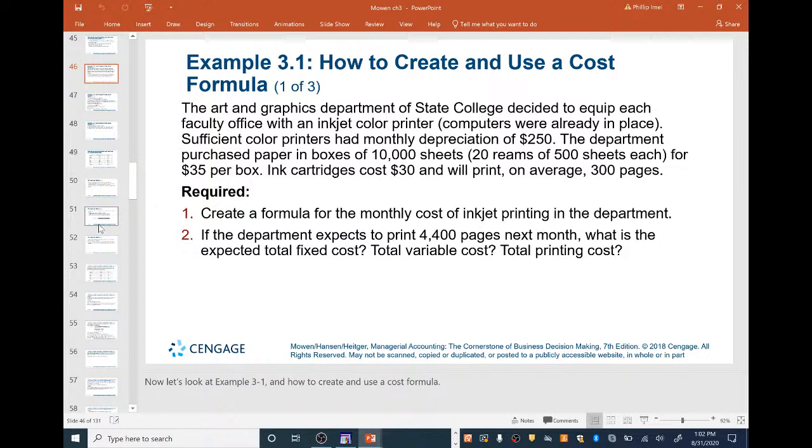So it's asking us to do two different things. We need to find two different things here. So the requirement is to create a formula for the monthly cost of inkjet printing in the department. So based upon this data here, let's see how we can create a formula to be able to determine the monthly cost of inkjet printing.